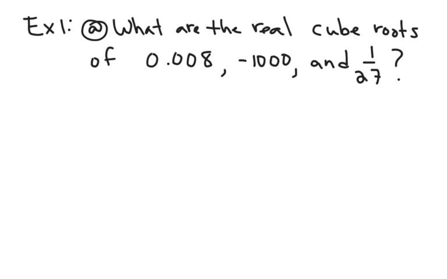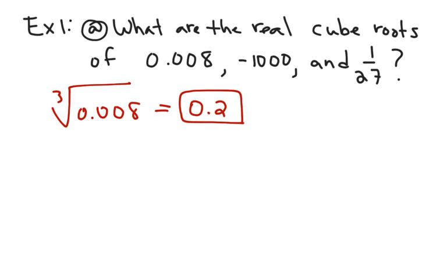Now let's go and actually find some radicals. What are the real cube roots of 0.008, otherwise known as 8 thousandths, negative 1,000, and 1 over 27? Now, cube root means to do this. The way that they show you in the book, I have noticed that students are getting confused and writing down the wrong answer. If you simply do this in your calculator, the calculator is going to spit out 0.2.